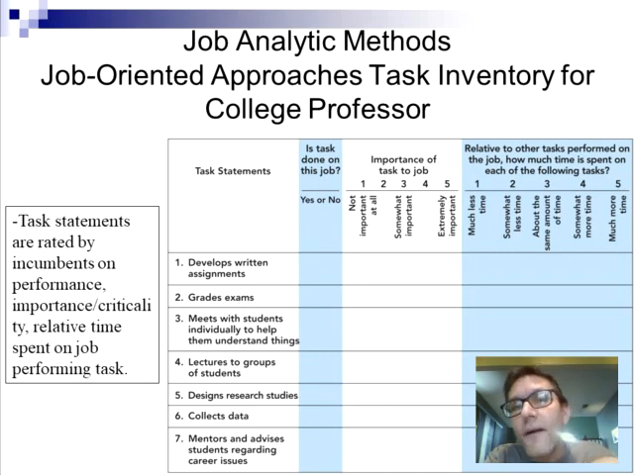I'd give it a 4. All right. It's not extremely important. I can write shitty, poorly written assignments. Right, but yeah, okay. Relative to other tasks performed on the job, how much time is spent on each of the following? How much time do I spend on developing written assignments? Somewhat, I'd give that a 2, 3.